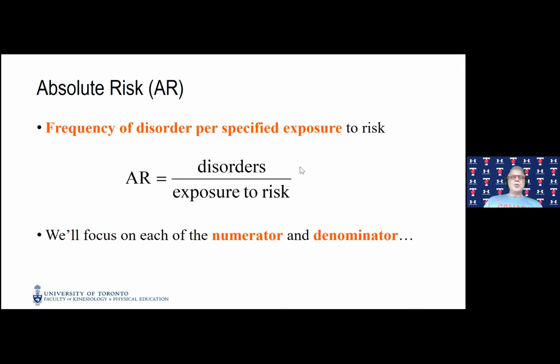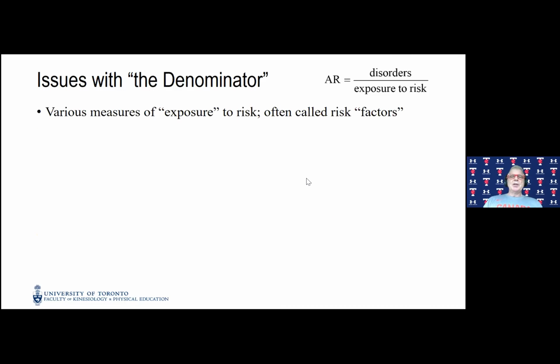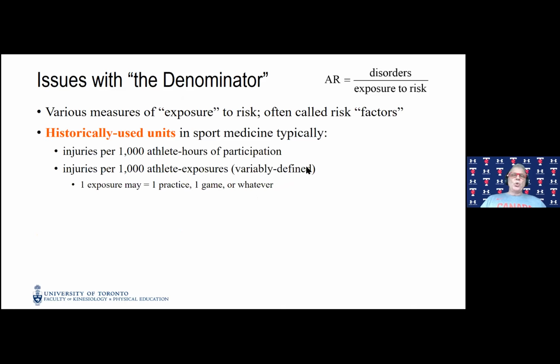Back to the question of the numerator and denominator of this fundamental parameter, absolute risk. As I say, I'll focus on the numerator, but I want to speak to the denominator a little bit. So the denominator is exposure to risk, and we often call those risk factors. It can be just about anything, and historically in medicine and epidemiology and sports medicine, sport epidemiology, prior to the advent of better technology that has facilitated better exposure measures, we were left with things like counting how many athletes attended practice. Those would be called exposures, like a practice was an exposure. So if you had 12 athletes at practice on a day, that's 12 athlete exposures, and you count them over a season. Those exposures are not all the same.